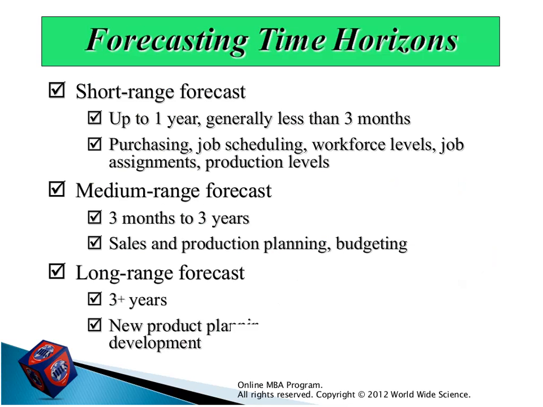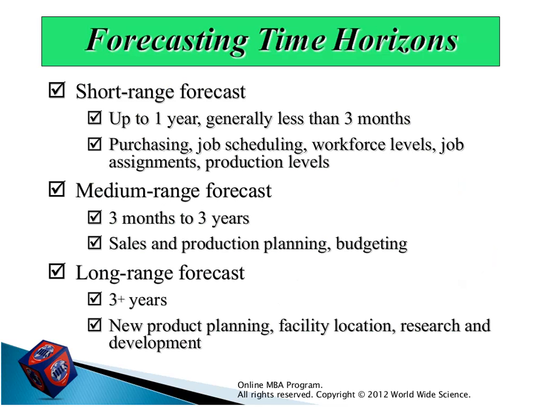In operations management, forecasting time horizons can be categorized into three groups. Short-range forecast. If you forecast for up to 1 year, maximum next year, or generally less than 3 months, but it can be used for maximum 1 year. It means that you want to forecast your demand up to next year.